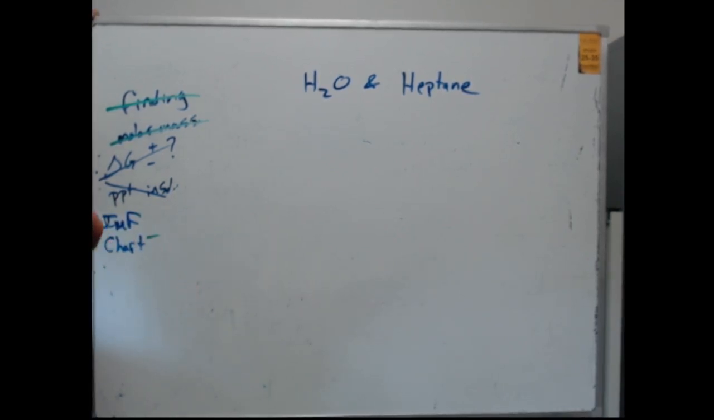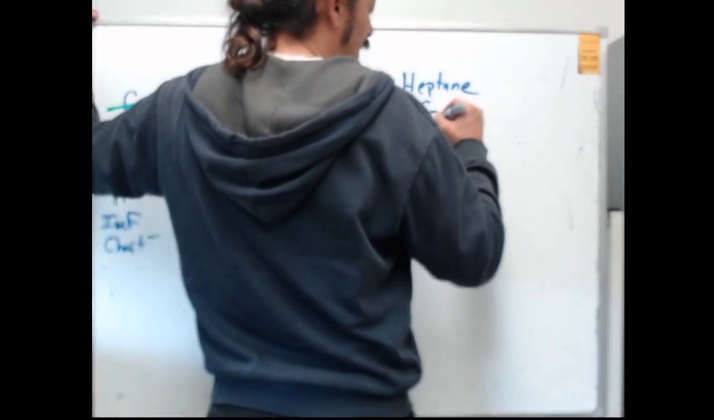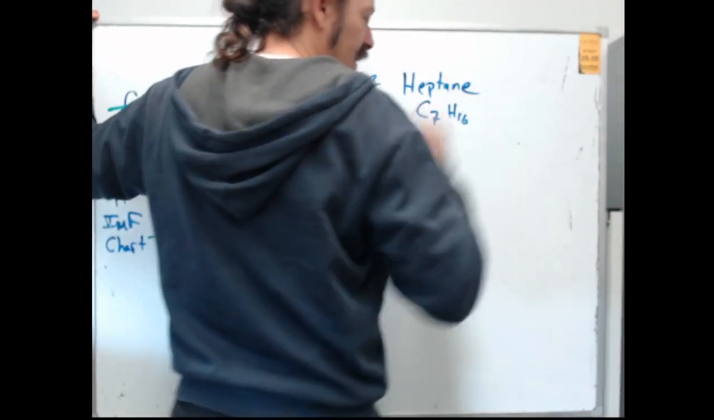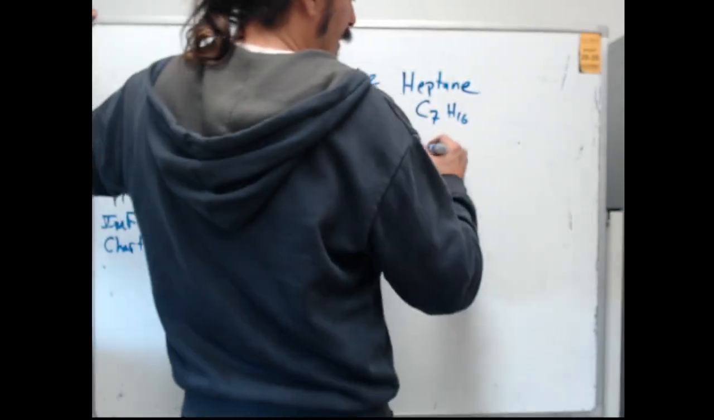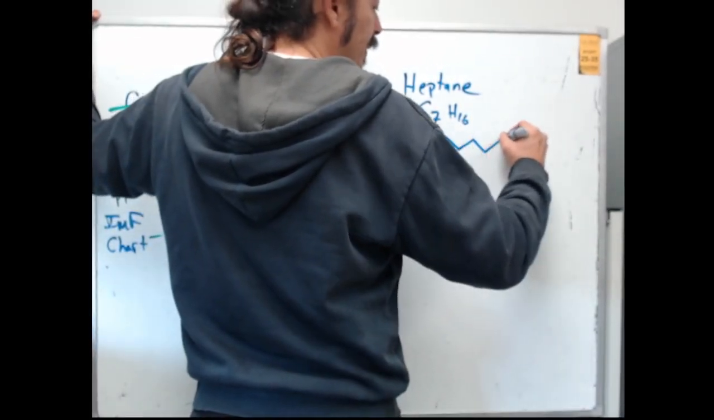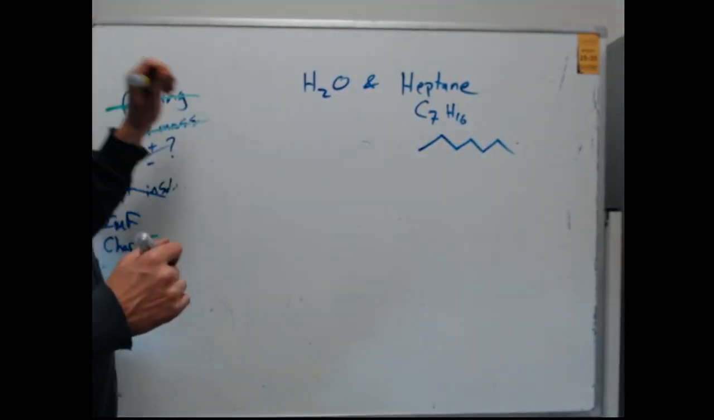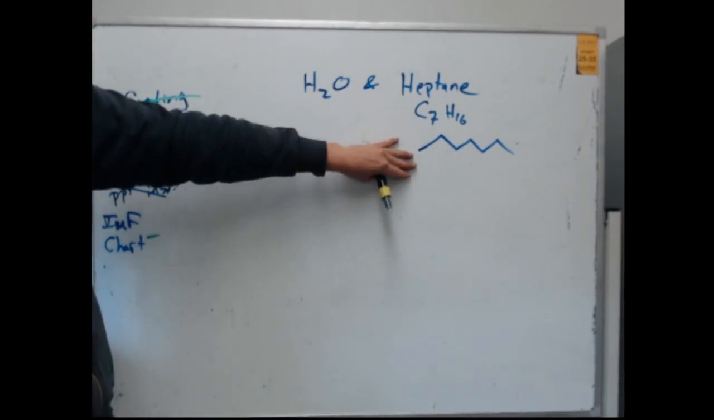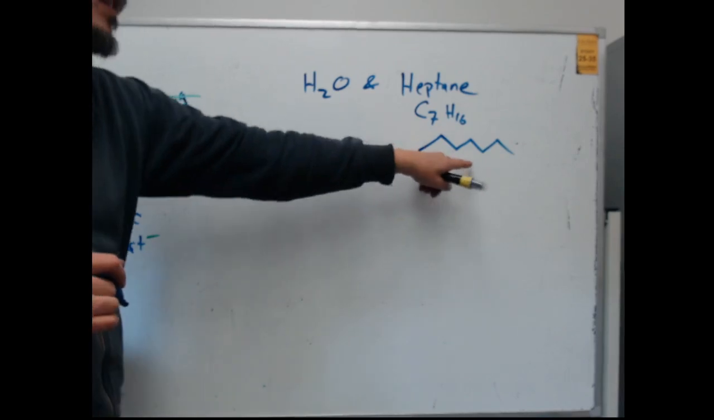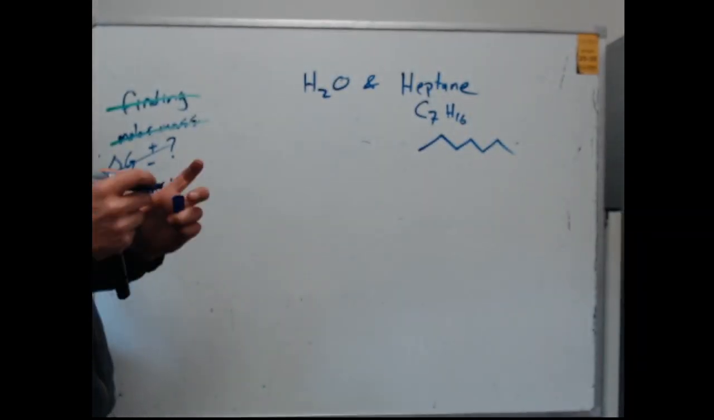Heptane is 7 carbons. Is that right? Yeah. Heptane, 7 carbons. This is going to be C7H16. It's going to be 2, 3, 4, 5, 6, 7. It's just going to be a wiggly line. You're all comfortable with line angle drawings? Right, so this is 7 carbons with all the associated hydrogens.